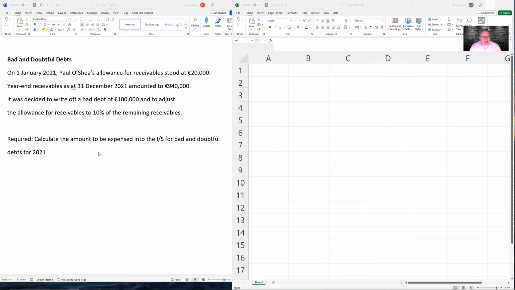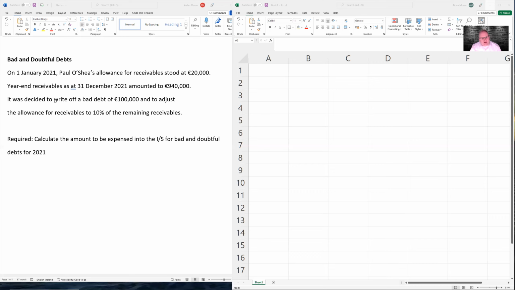So I have a question here. On the 1st of January, at the start of the year, Paul O'Shea's allowance for receivables was 20,000. What that means is that at the start of the year, he had expected not to receive 20,000 from his trade receivables. So he has a provision, or a current liability, in his statement of financial position. The year-end receivables amounted to 940. So that was his current assets, his trade receivables.